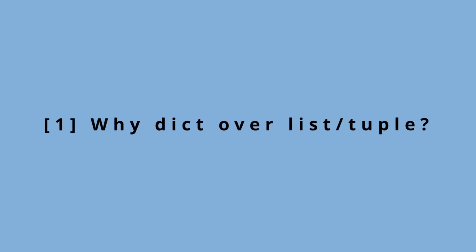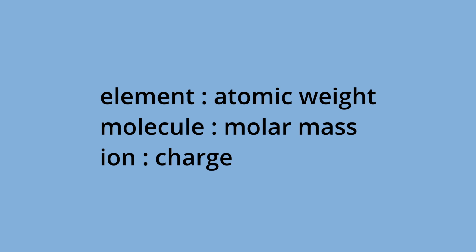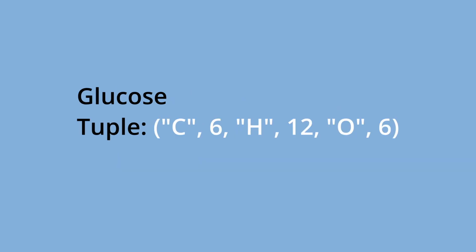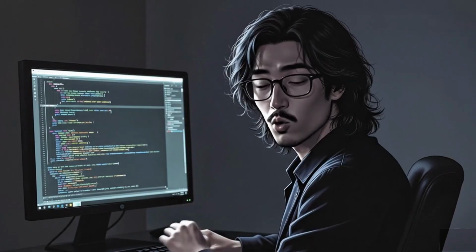Why dictionaries instead of lists or tuples? In chemistry, data often comes in pairs: element and atomic weight, molecule and molar mass, ion and charge. You could store glucose in a tuple like this. But now you have to remember index 0 and 1 are C, 2 and 3 are H, 4 and 5 are O. One off-by-one error, and you've discovered a brand new element.